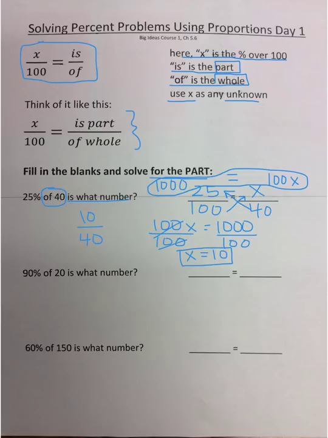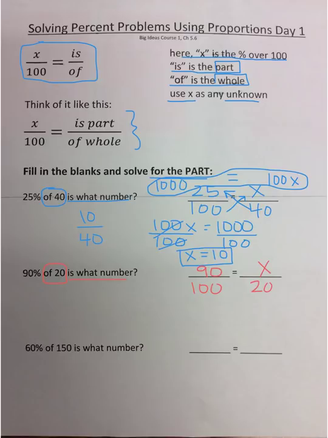Okay, let's try another. Second one. 90% of 20 is what number? Well, did you hear a percent? 90%. So that 90 goes here. It's always over 100. That 100 is always going to stay. Of 20, see how the of is kind of connected to the 20? Is what number? We don't know the is.